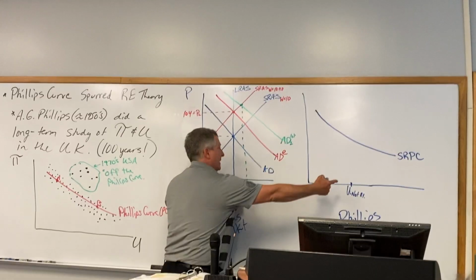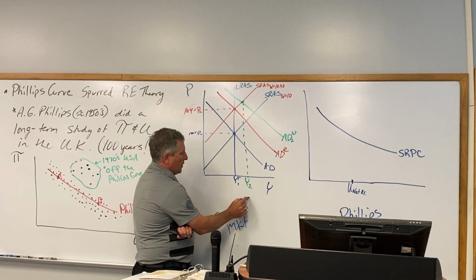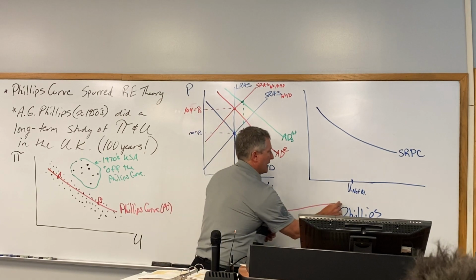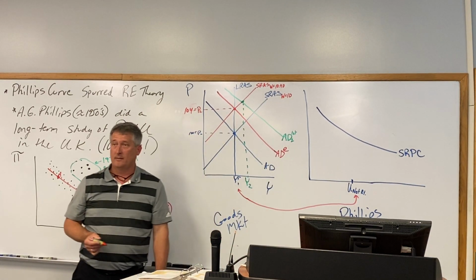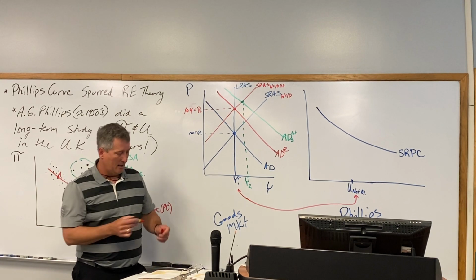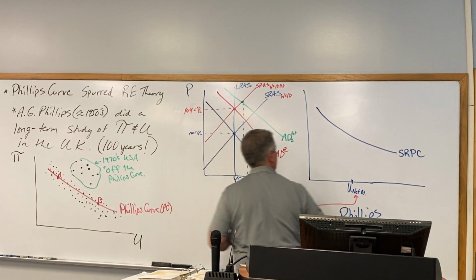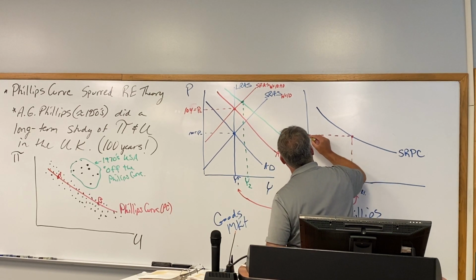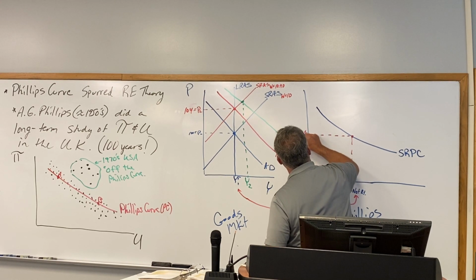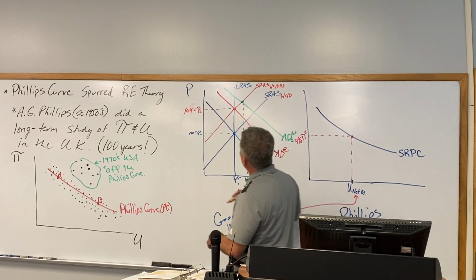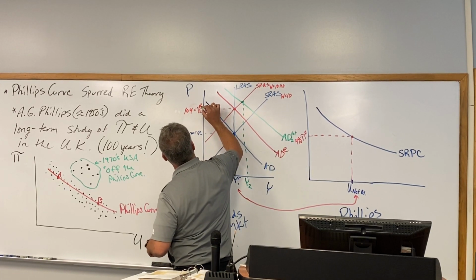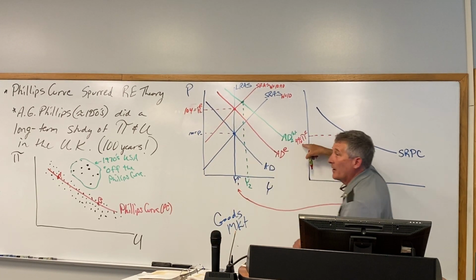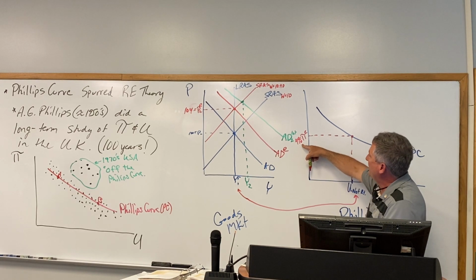So now there's a connection between these two graphs. The full employment level of GDP, this one, and this are connected. And at the natural rate, we formed an expectation of inflation of 4%. And I see that I didn't put a little pi e up here. This is the expected price level, which then gives us our expected level of inflation of 4%.